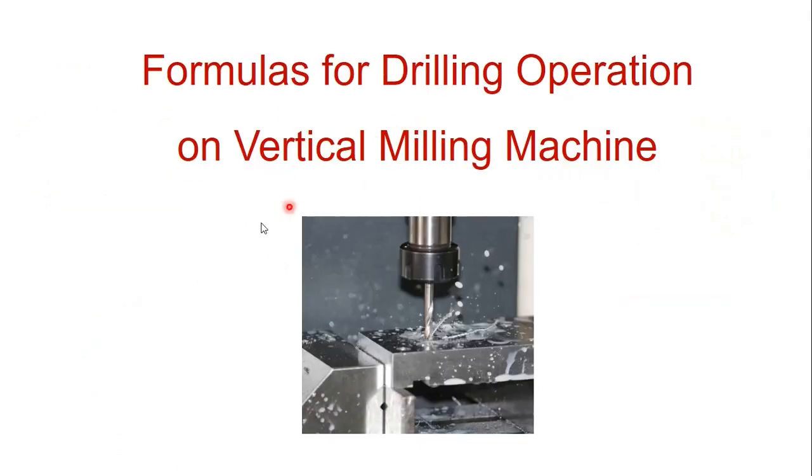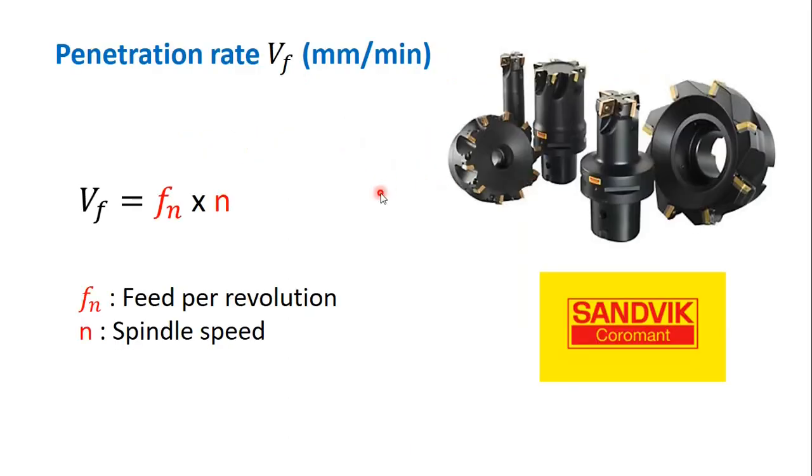Fine. So till now we have seen the formulas for milling operation on vertical milling machines. In milling, whatever cutters we are using, the number of teeth is more. But in the case of a drilling operation performed on a vertical milling machine, the formulas remain roughly the same with slight changes. First is the penetration rate, that is, at what rate the tool will be moving down on the workpiece. That is given by Fn into n, where Fn is the feed per revolution and n is the spindle speed.